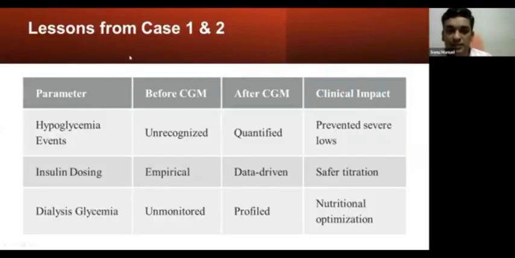What we understand from these cases is that the hypoglycemia events were unrecognized before CGM, and after CGM we were able to quantify them, and that will help us to prevent severe lows. The insulin dose was empirical, and after CGM it can be data driven, and there will be safer titration. Dialysis glycemia was unmonitored. Now the dialysis glycemia is profiled, and nutritional optimization can be done based on this.